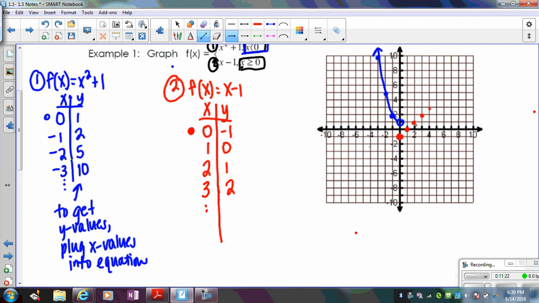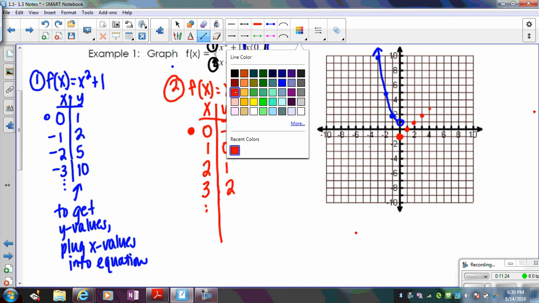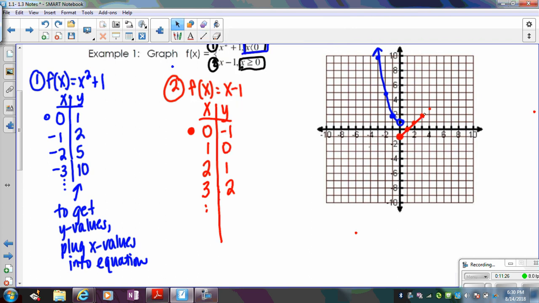And when you connect, here's what you have to be careful of. Your arrow should only be going to the right. It should not be going to the left because you are only including the values as x is greater than 0. So you could plot more points, or you could just know, I just need to make my arrow go to the right. The left is done because this was our starting point.